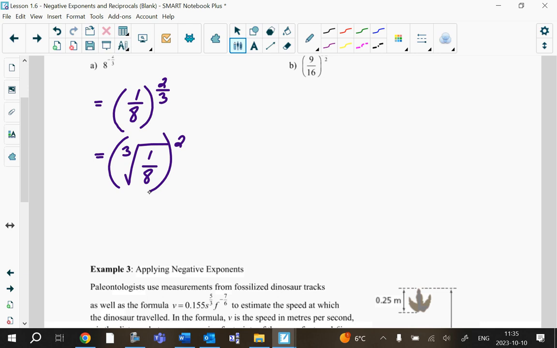So what is the cube root of 1 over 8? Well, the cube root of 1 over the cube root of 8. And don't forget, we still have to square this. So 1 over 2 all squared, 1 over 4. Good.